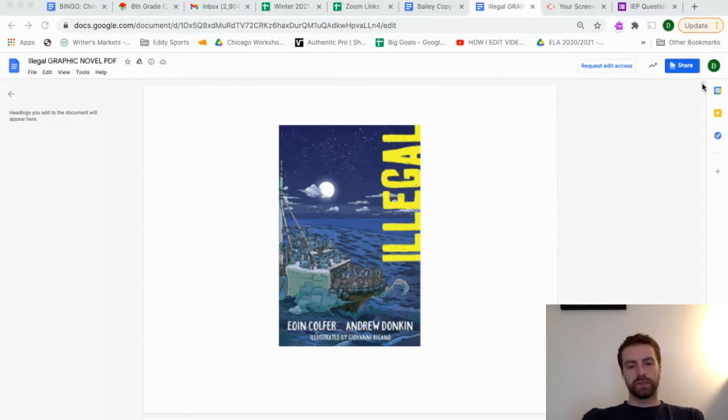This is one of our choices for the graphic novel unit. And in general, this book is a pretty smooth read. I actually read it myself over winter break, which is pretty cool. It is by Eoin Colfer, Andrew Donkin, and illustrated by Giovanni Rigano. The illustrations in this book are very rich.